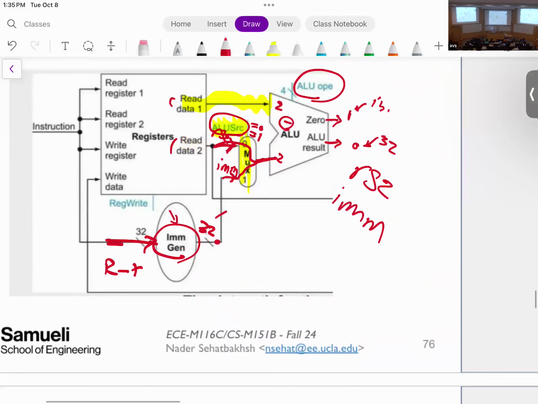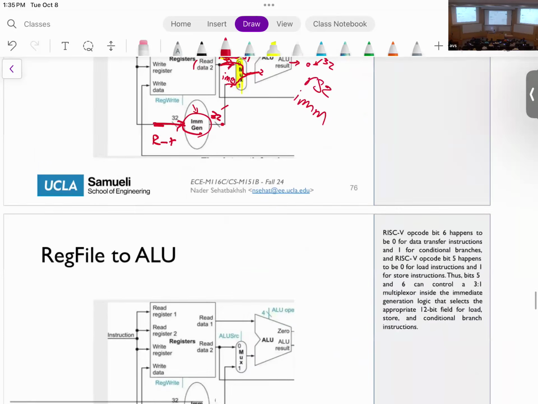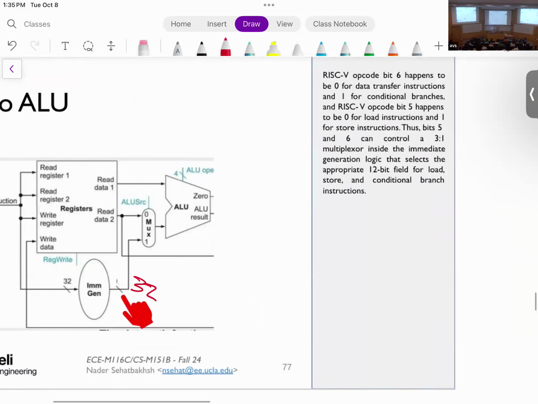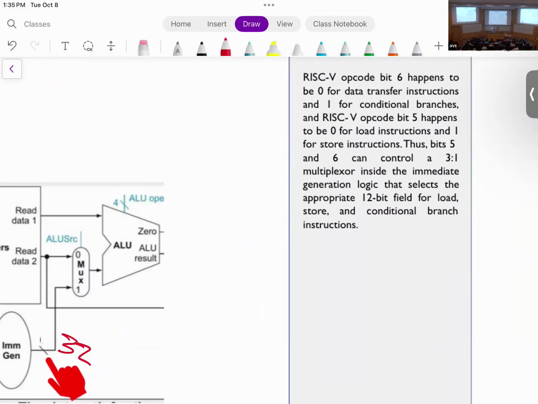Cool. All right, so let's continue. As I said, this is 32-bit. I'm providing information on how we do the immediate generation. As you see, the 6-bit opcode decides whether you have a load instruction or a store instruction. You can decide how to multiplex and so on. I'm going to give you the design of the immediate generator as a homework question.